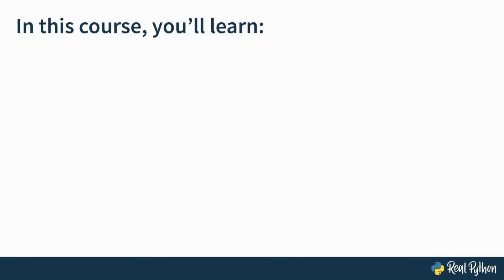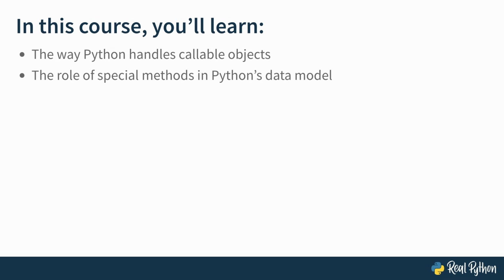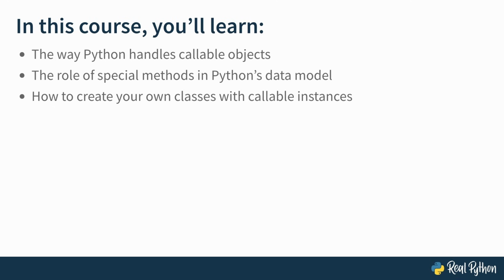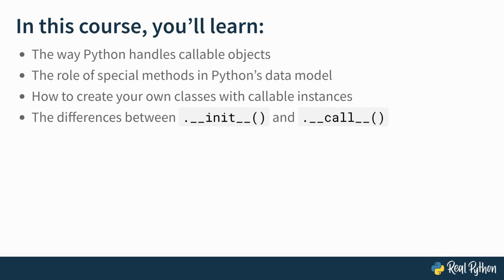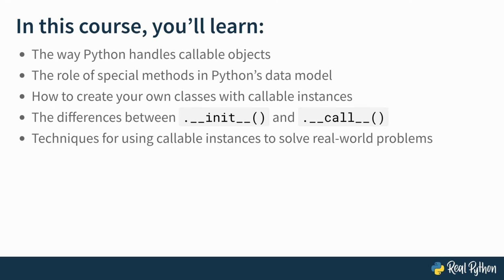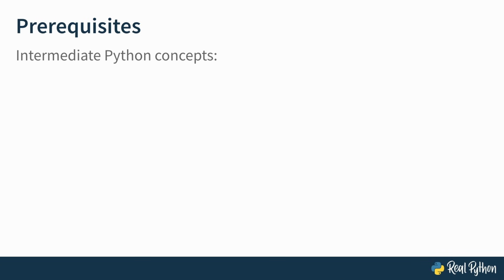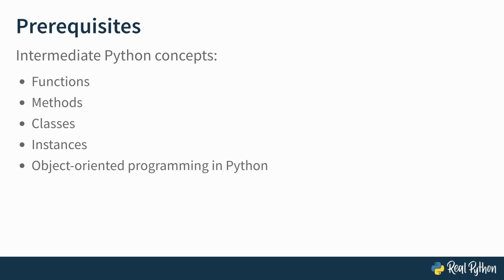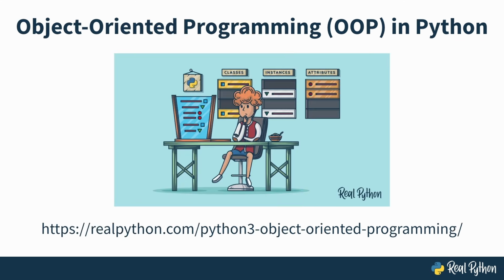In this course, you'll learn the way Python handles callable objects, the role of special methods in Python's data model, how to create your own classes with callable instances, the differences between the dunder init and dunder call methods, as well as techniques for using callable instances to solve real-world problems. We do expect you're familiar with some intermediate Python concepts, like functions and methods, classes and instances, and the general principles of object-oriented programming in Python. So if you're feeling like a review of OOP, check out Object-Oriented Programming in Python.